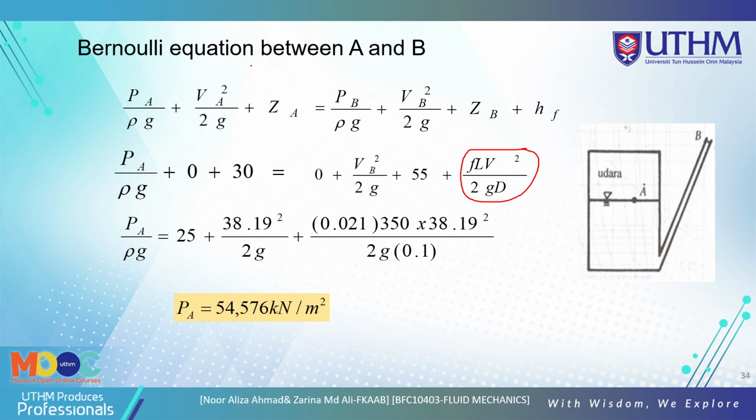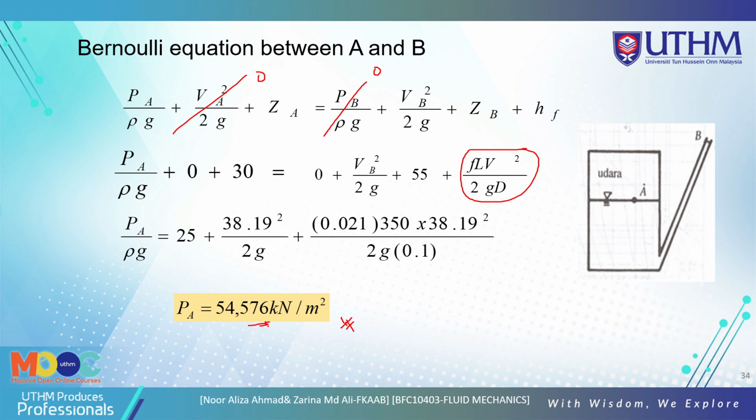So Bernoulli equation between A and B. We get PA and PB here. PB is open to the atmosphere, so this is 0, and VA is also 0. They have the VB here, so they only have the PA. This is 0 plus ZA is 30 meter, and ZB is 55 meter, and the velocity B and also the HF here. So just put in all the values until you get the pressure at A, which is this value.